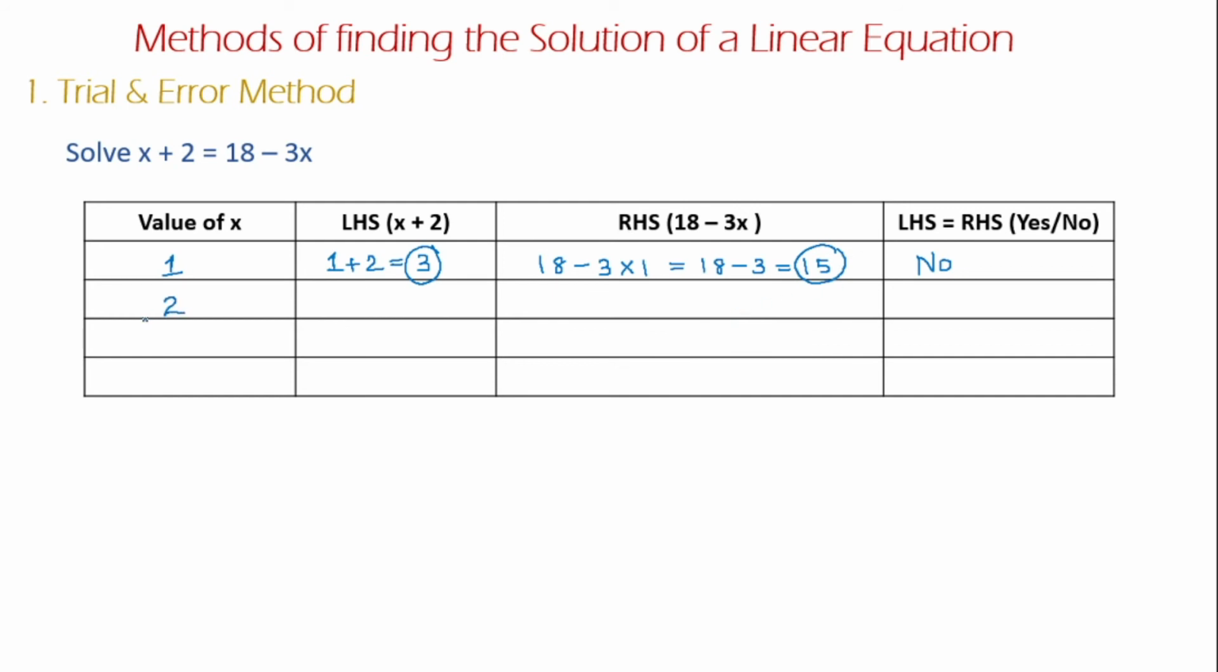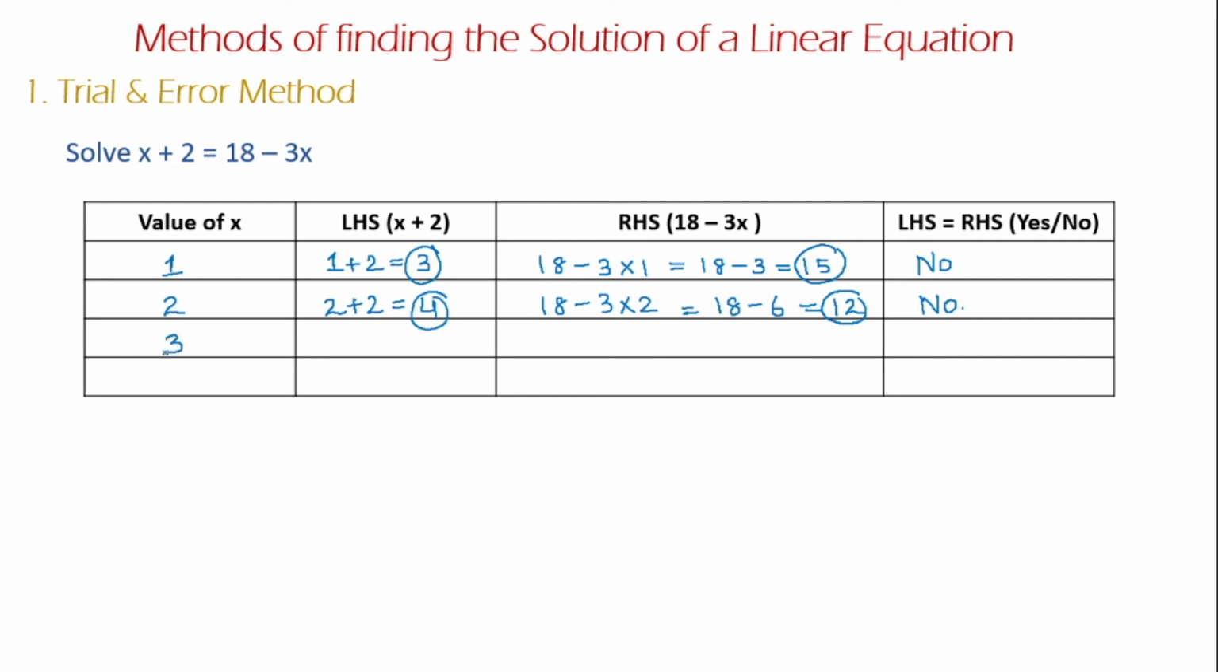Now substitute the value of x equals 2. When you substitute x equals 2 in the left hand side, you will get 2 plus 2, which is equal to 4. And now when you substitute x equals 2 in the right hand side, you will get 18 minus 3 into 2, which is equal to 18 minus 6. And when you solve 18 minus 6, you will get 12. So again, by observing, we see that the left hand side is not equal to the right hand side.